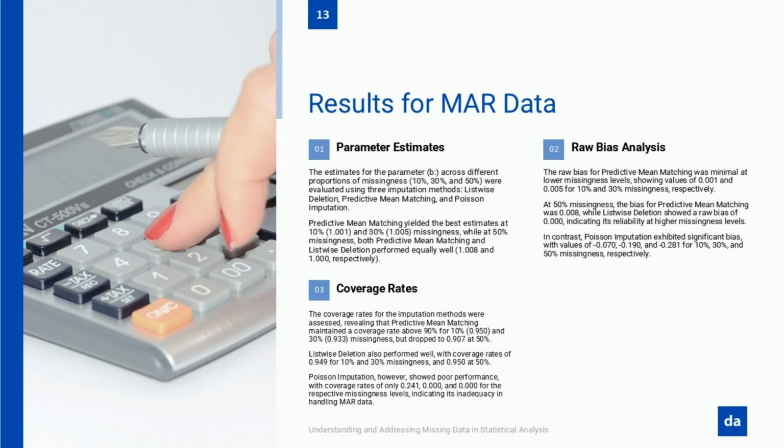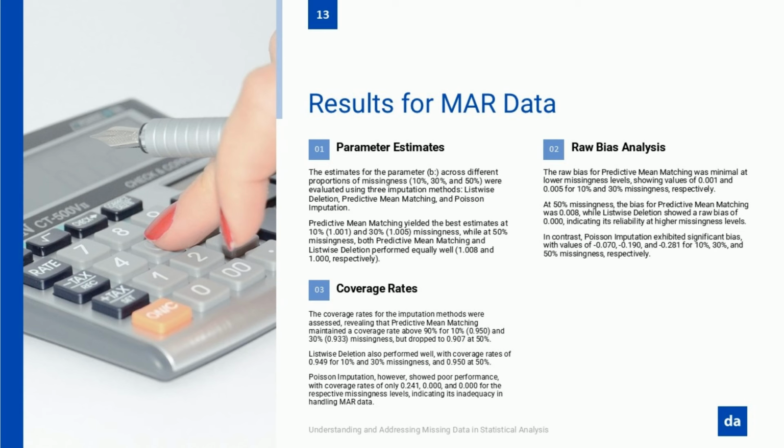PMM walks away as the overall champion, delivering excellent parameter estimates, low bias, and high coverage rates. It's the method you'd want in your corner for MCAR data. Listwise deletion, though less glamorous, earns the title of most reliable. Perfect for those who prefer a no-frills, safe approach. Poisson imputation. Let's just say it's been disqualified. Maybe it can try again in a scenario with count data where it might actually have a fighting chance.